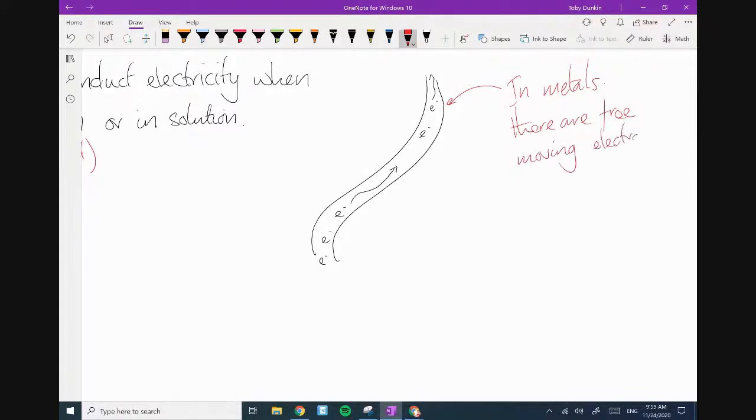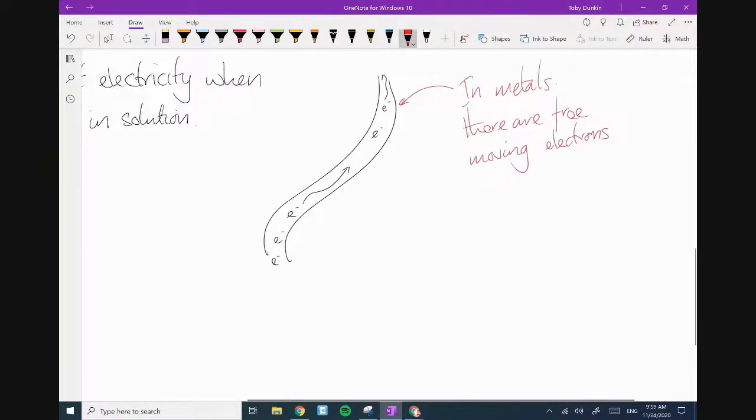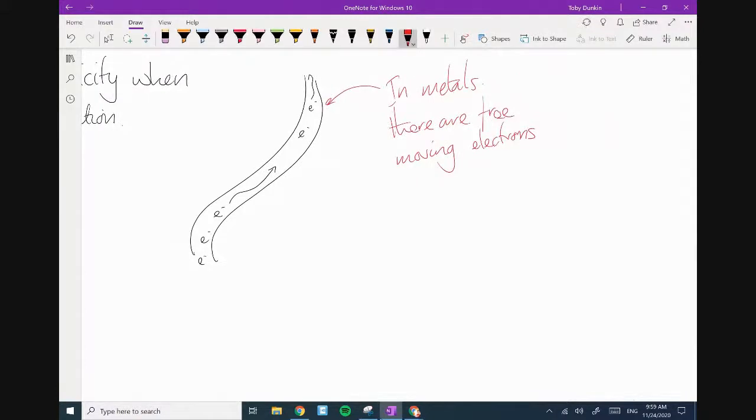electrons. Just to point out, when I teach you metals, we will talk about them being delocalized. I'll add that word now. Free delocalized moving electrons that carry the charge through the structure. Now, this is not the same for ionics.